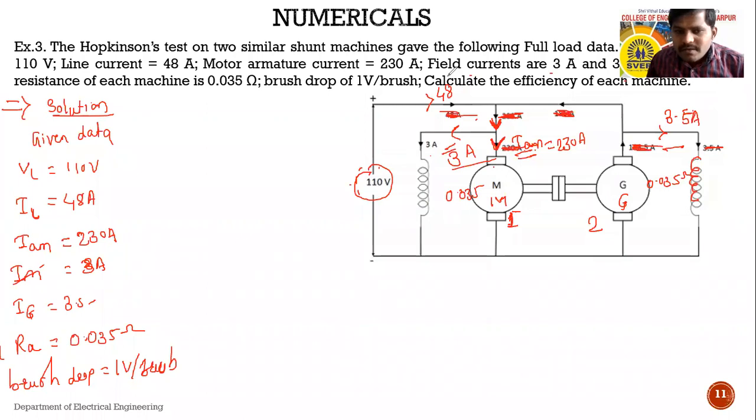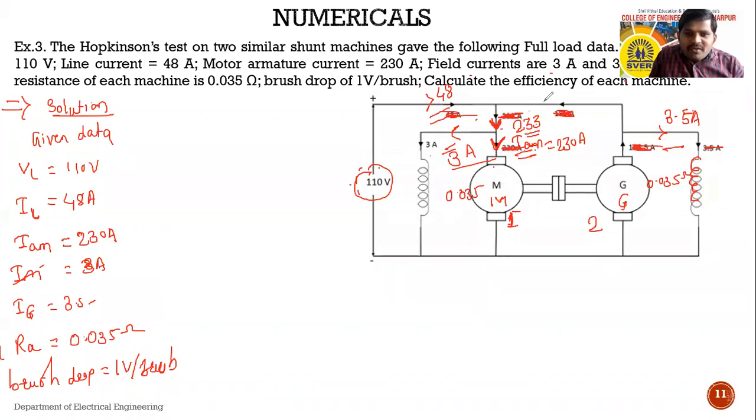230 plus 3. If we make the sum, outgoing equals incoming, that means the incoming current is equal to the sum of the outgoing currents. So the current we get is 233. Now see, the supply current taken by the motor is nothing but 233, and we have the value of the line current.